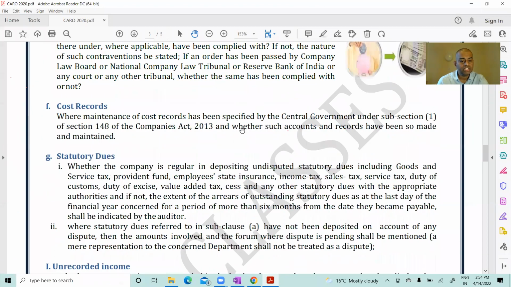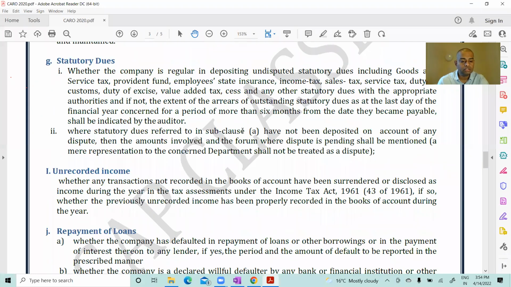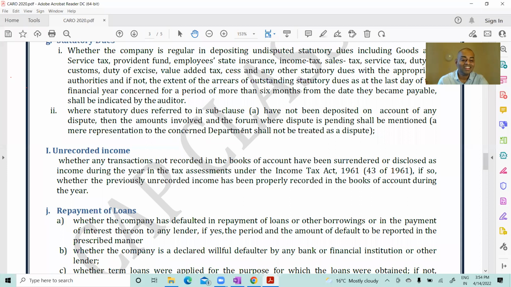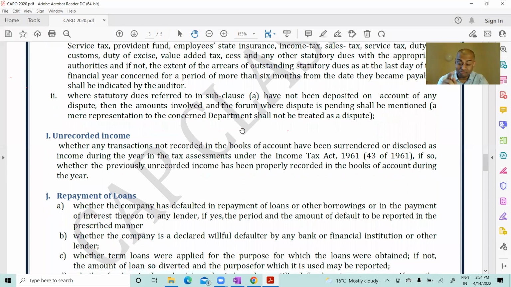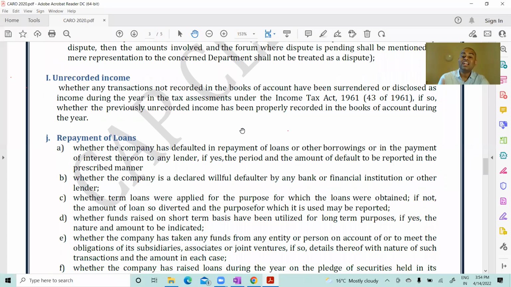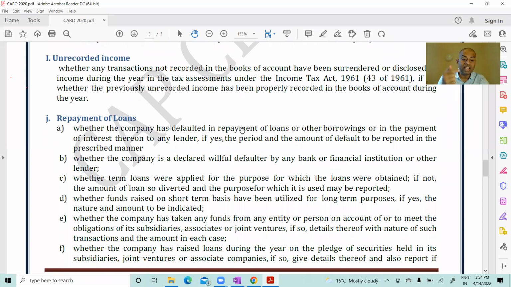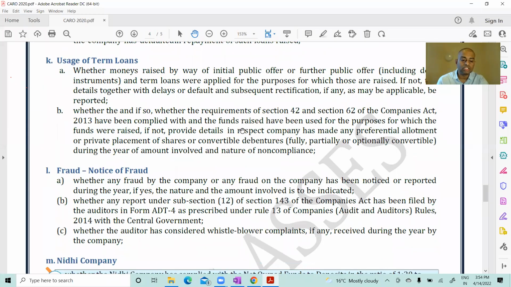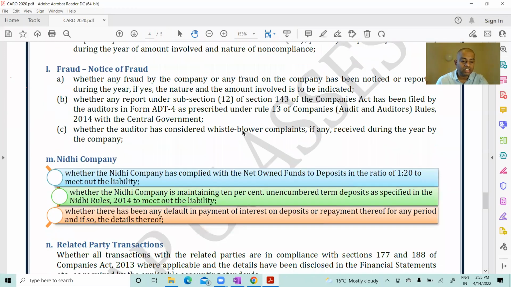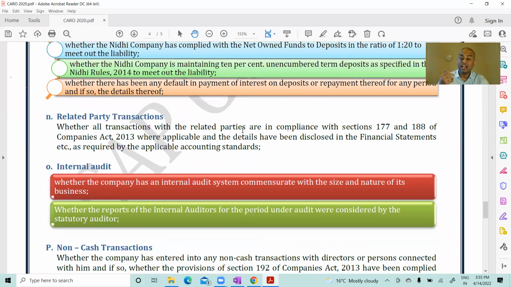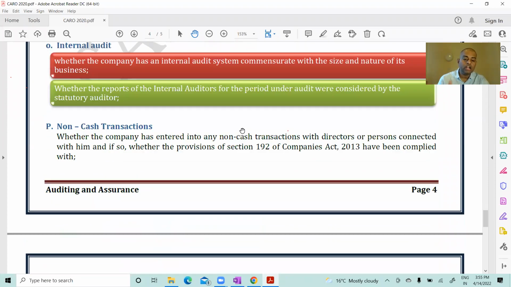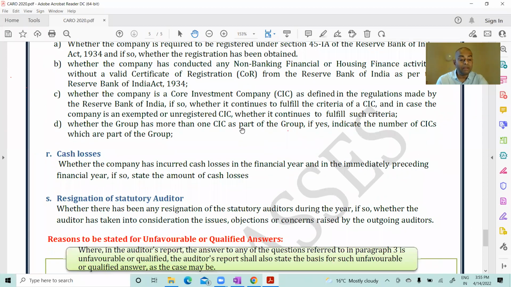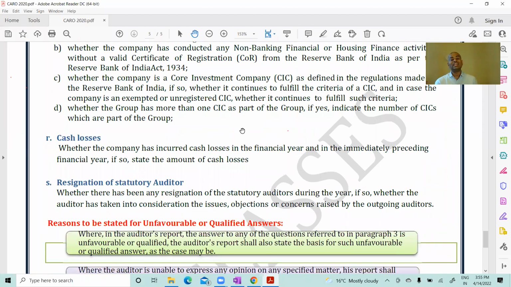Where is A, B, C, D, E, F, G? Where is H? I came. Unrecorded income. Maybe that could be the problem with bulleting. Okay, don't worry about it. Then unrecorded income, Income Tax Act. Then repayment of loans. Then usage of term loans. Then fraud, notice of fraud. Then Nidhi company, related party transactions, internal audit, non-cash transactions, NBFC, cash losses, resignation of statutory auditor.